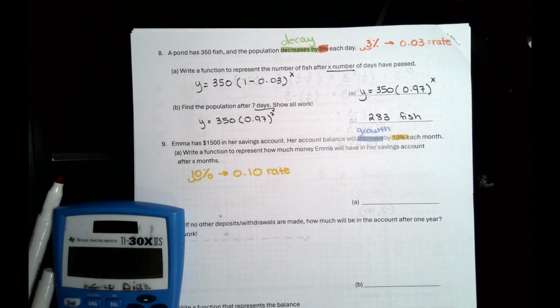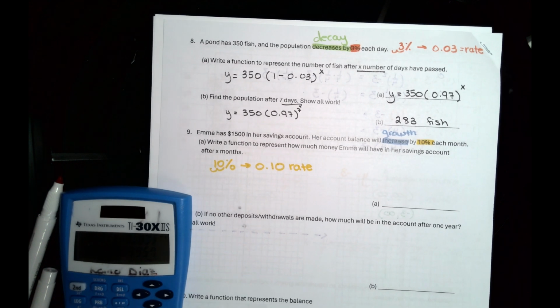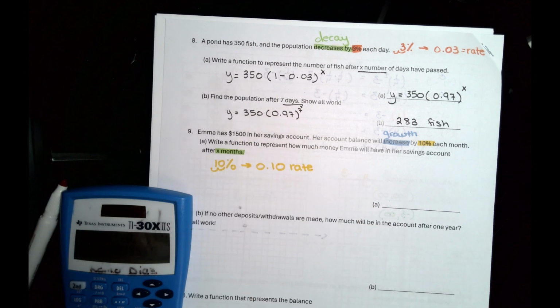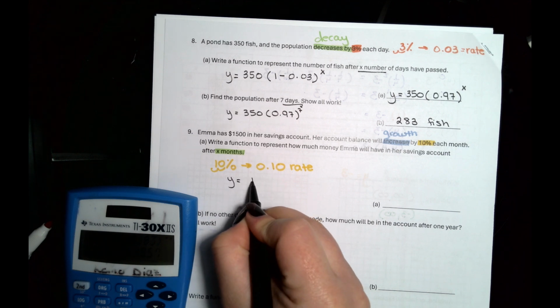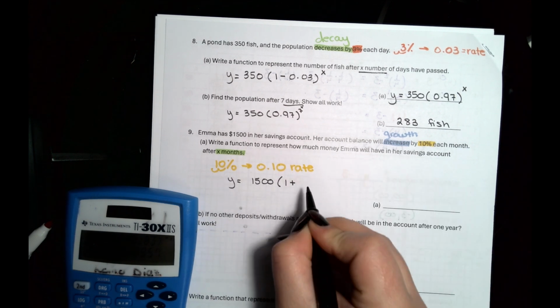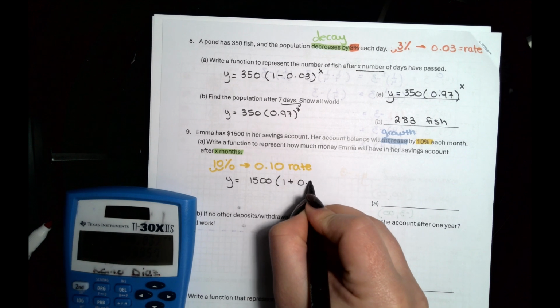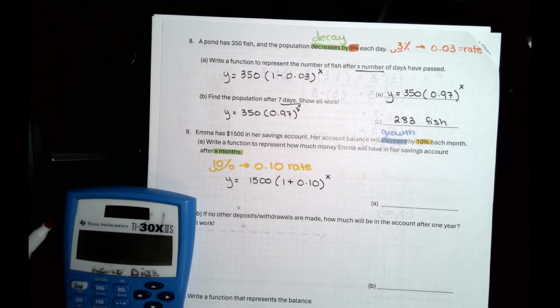Write a function to represent how much money Emma will have in her savings account after X months. So they don't want us using t, they want us using x. So let's write this growth equation. Y equals starting amount, which is 1,500, times open 1 plus, because we are increasing our value, 0.10 is our rate, and they want us to use x as our months.